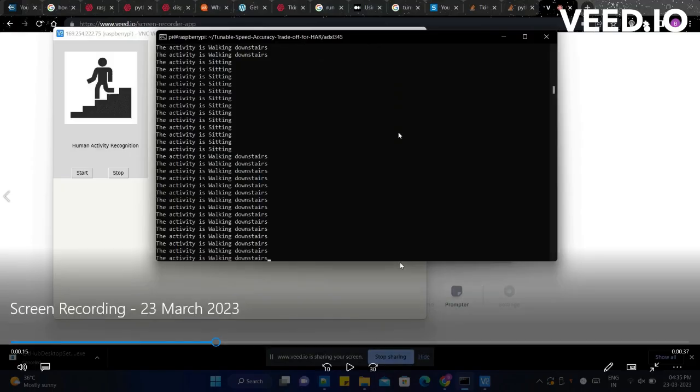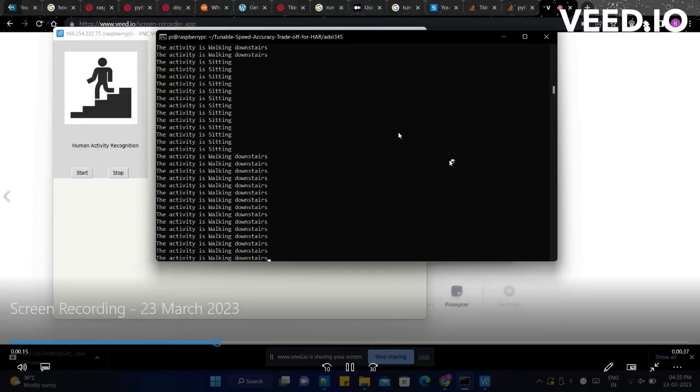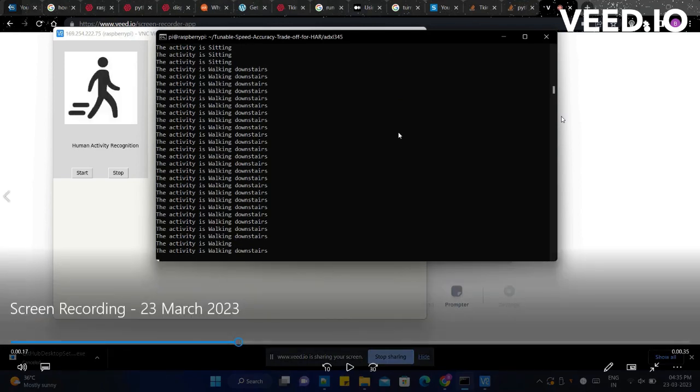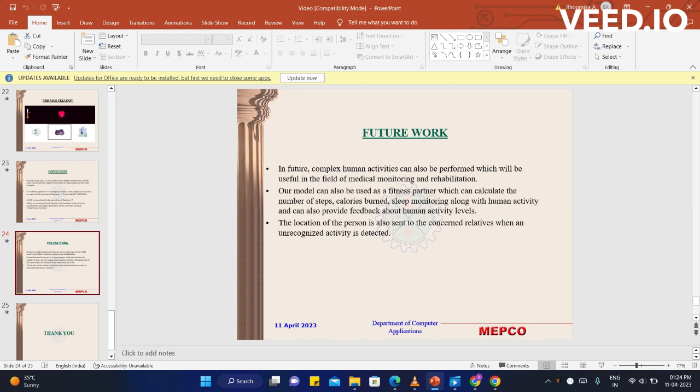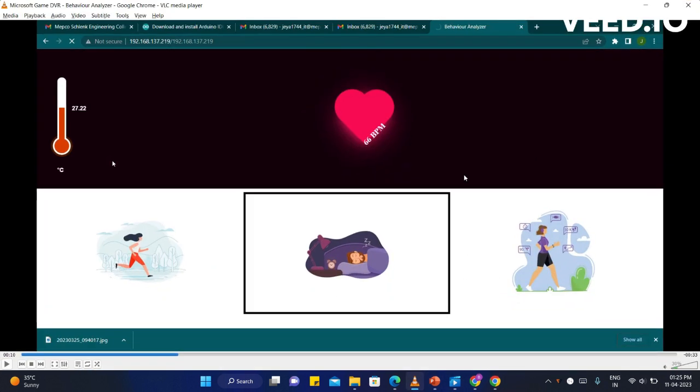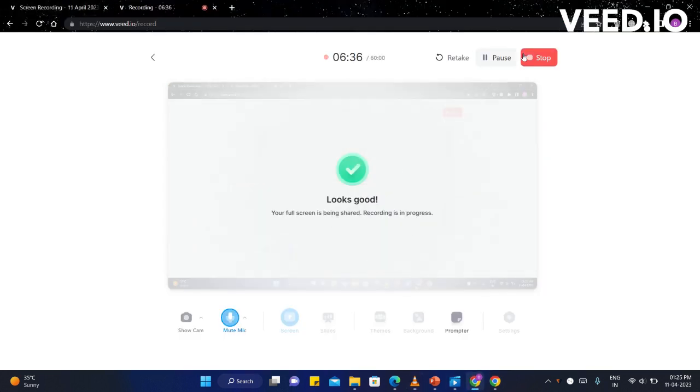The output of the model is also given, where the activity is detected in the Raspberry Pi. This is the output. In the Node MCU, the website is created where the heart rate, body temperature, and activity of the person are detected. This is the output. Thank you.